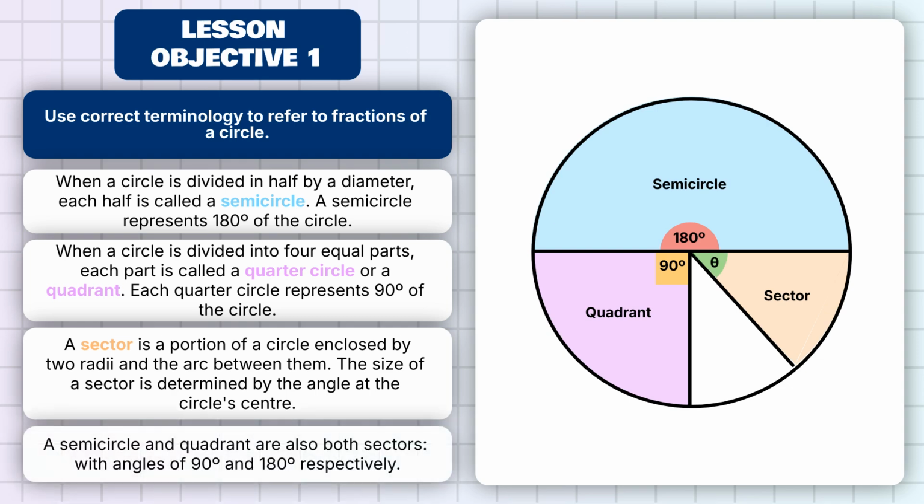Also note that a semicircle and a quadrant are both types of sectors. A semicircle is a sector with an angle of 180 degrees, whilst a quadrant is a sector with an angle of 90 degrees. Therefore, whilst we will learn formulae for semicircles, quadrants, and sectors, you can always find the answer for all of these cases just using the formula for a sector.